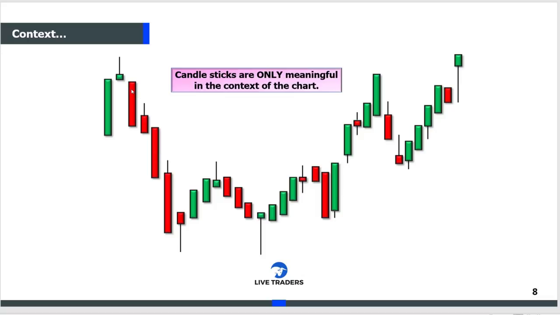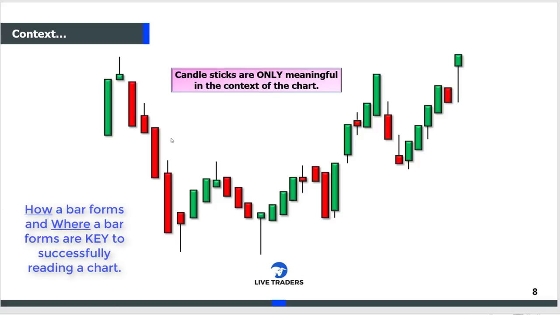So I want you guys to understand that by singling out this wide range red bar by itself, it doesn't mean anything. By singling out this doji bar by itself, it doesn't mean anything. But once you start looking at these bars in the formation or the context of how they form and where they form, right? So how they form, which means how the individual bar formed, and where it's forming on the chart are the two things you want to continually ask yourself.